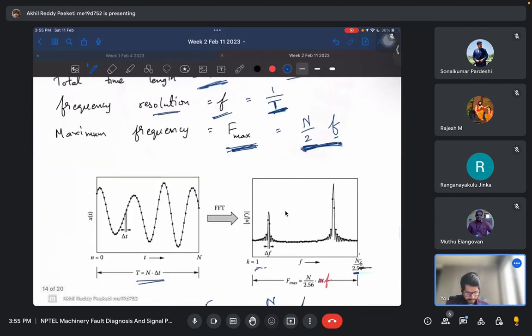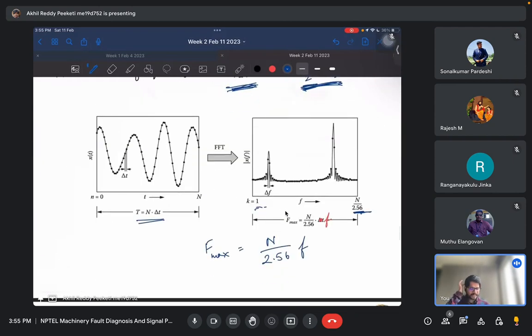And in real scenarios, not even n by 2, we actually consider n by 2.56 times the frequency resolution. So we actually reduce even more. If n by 2 would be somewhere here, you actually reduce even more.